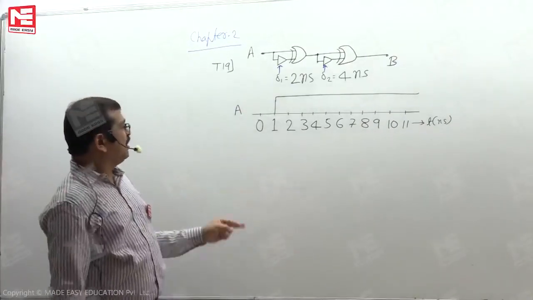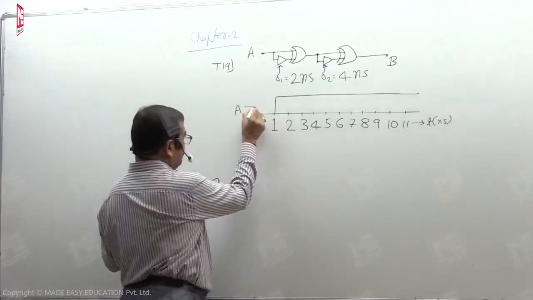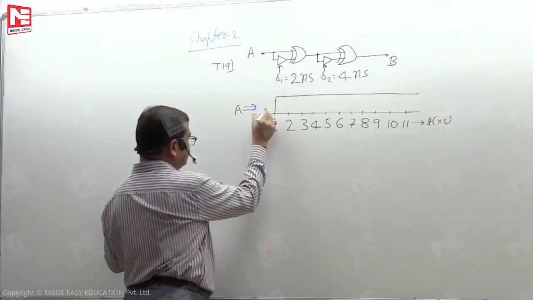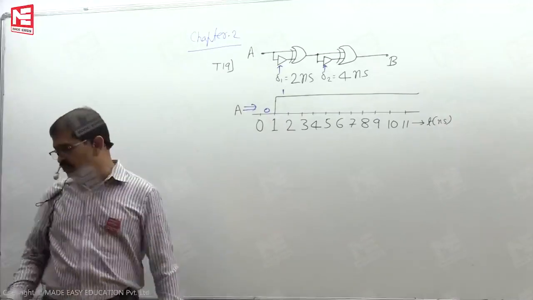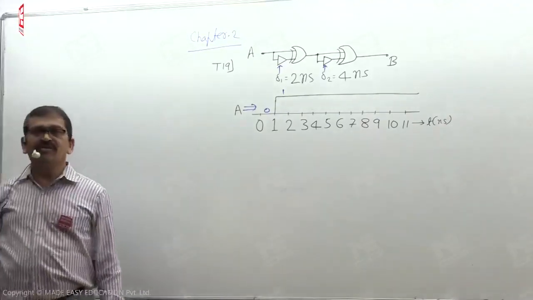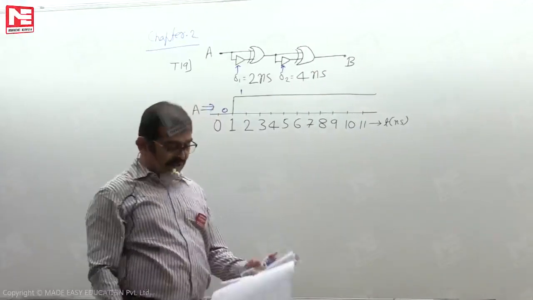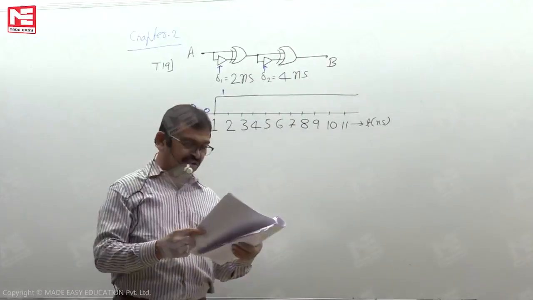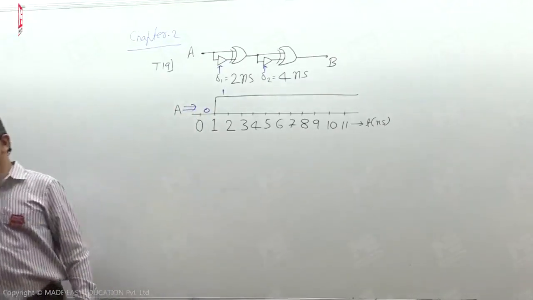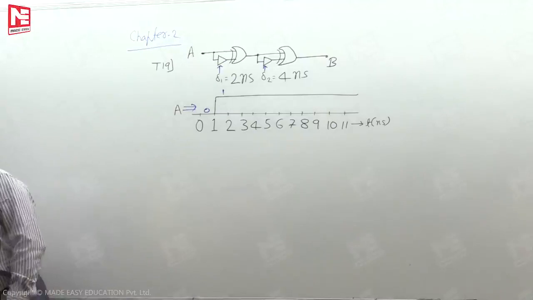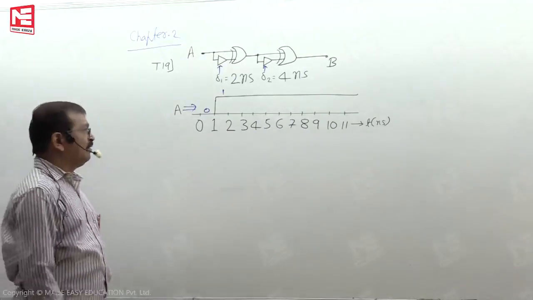Now the question is, as and when this input A is applied, the input A changes abruptly from logic 0 to logic 1 at t equal to 1 nanosecond. When such an input is applied to this logic circuit, the overall circuit output is B. How many transitions does the output B have? When such an input waveform is applied, how many transitions occur at the output is the question.